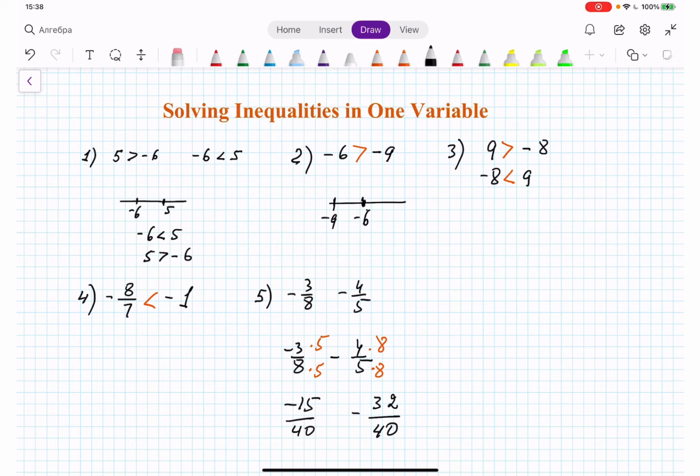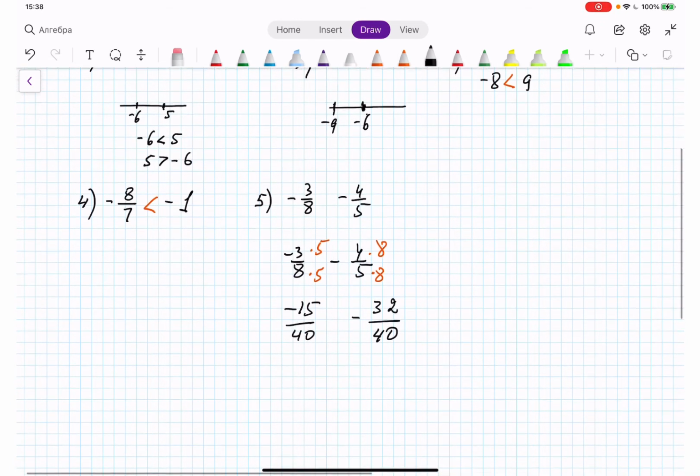So what do we have? If the common denominator is the same, then we are comparing the numerators. Okay, negative 15 and negative 32. Negative 15 is going to be on the right side. Negative 32 is going to be on the left side. That means negative 15 is greater than negative 32. And from here we put the sign of being greater.